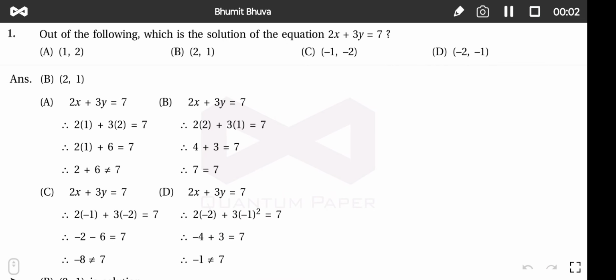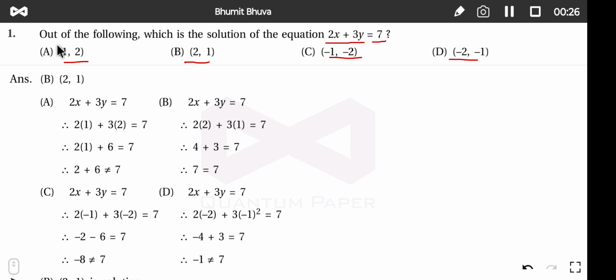Hello everyone. In this class we will discuss some important MCQs of linear equation class 10th with short tricks. So the first question is, out of the following, which is the solution of the equation 2x plus 3y is equal to 7? Which option satisfies this equation, that is our correct option. So let's check one by one.